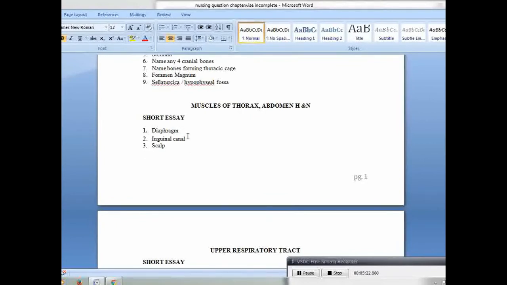Inguinal canal. You need to mention the inguinal canal's boundaries: anterior wall, posterior wall, floor, and so on. You need to mention the superficial inguinal ring, the deep inguinal ring, and the structures passing through the inguinal canal.